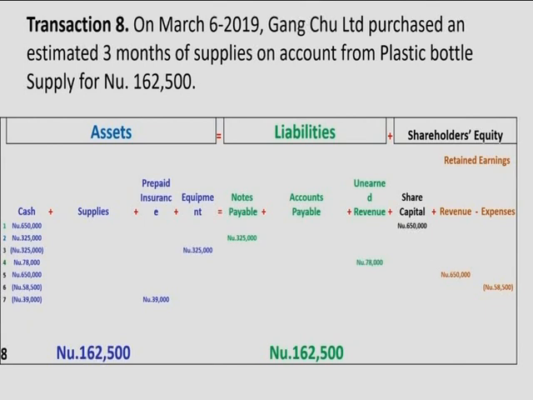So for this purchase, a liability has to be recognized. Same amount, 162,000, they are going to pay on a later date. Therefore, on the asset side, your supplies will be increased by 162,500, and on the liability side, accounts payable gets recorded and the amount will be 162,500. So again, the accounting equation gets matched.